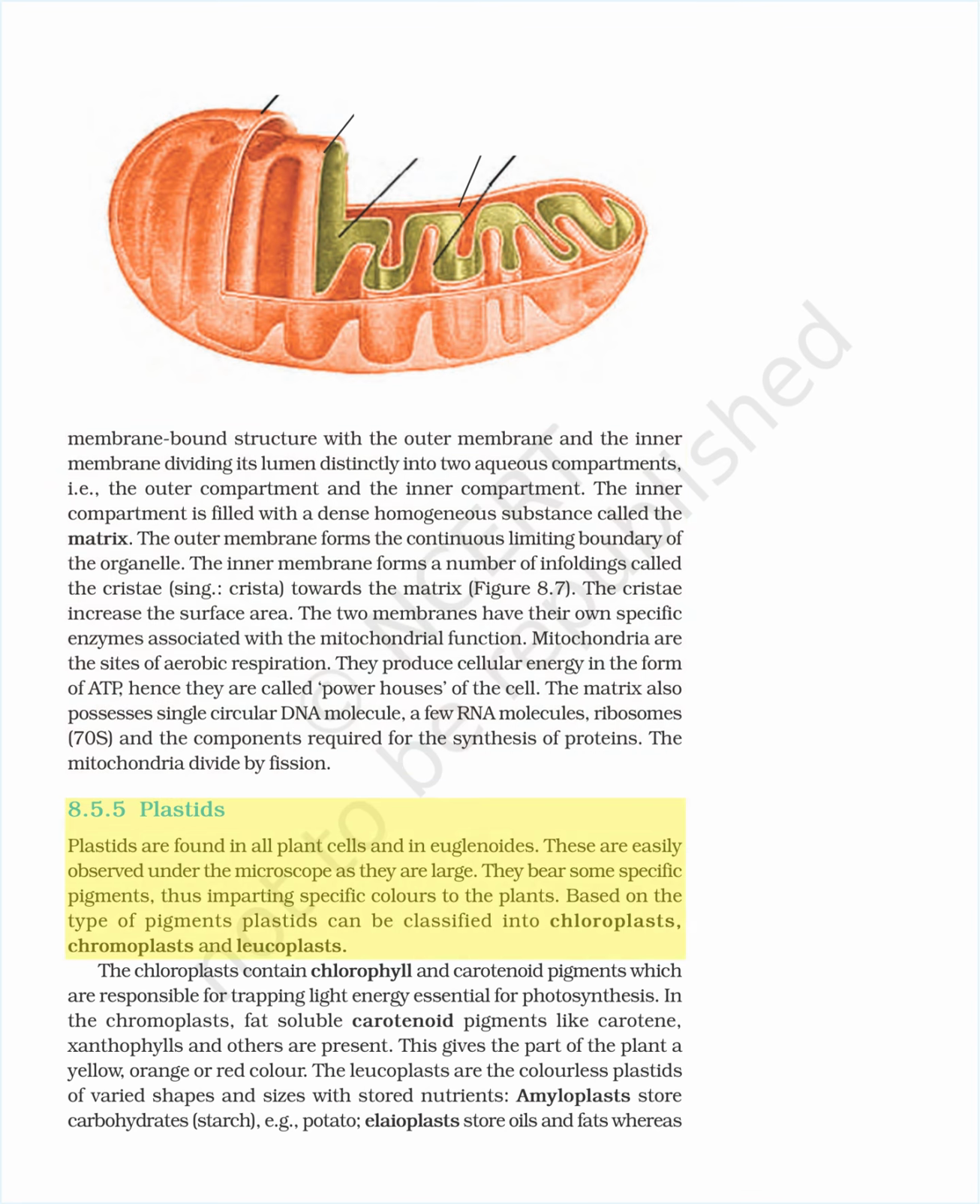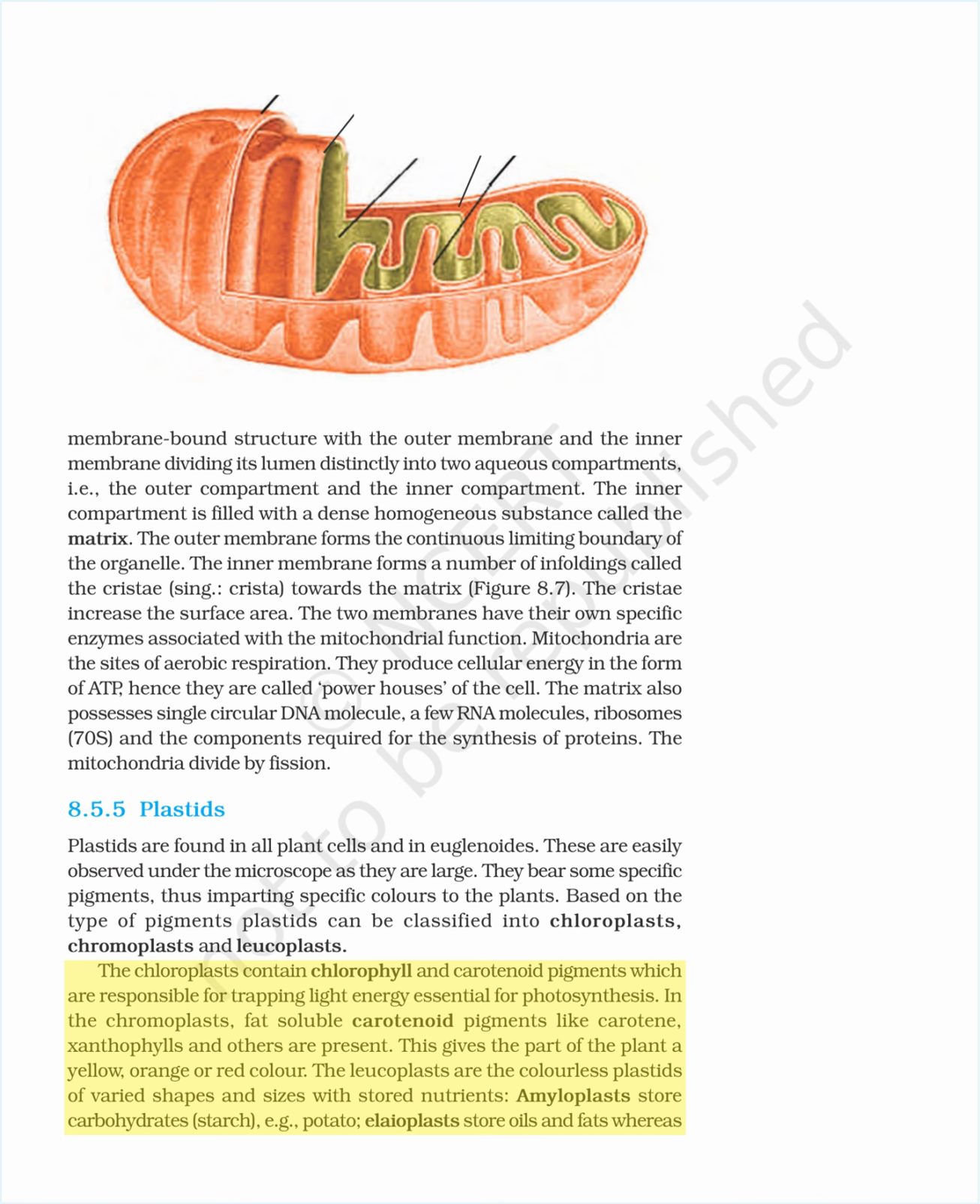8.5.5 Plastids. Plastids are found in all plant cells and in euglenoids. These are easily observed under the microscope as they are large. They bear some specific pigments, thus imparting specific colors to the plants. Based on the type of pigments, plastids can be classified into chloroplasts, chromoplasts, and leucoplasts.